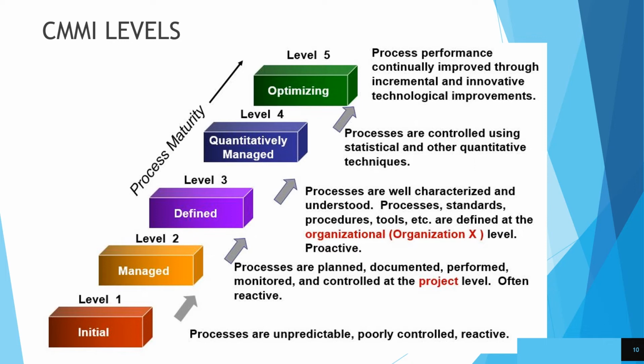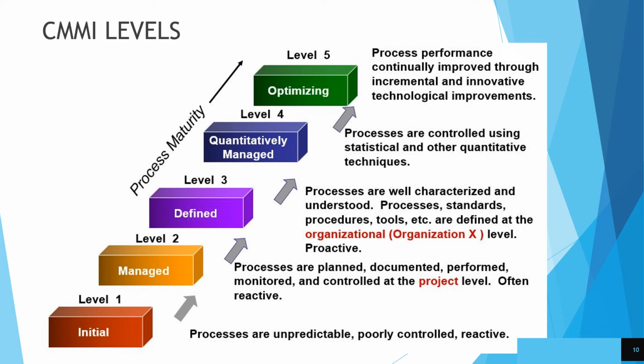Projects are planned, performed, measured, and controlled at this level, but there are still a lot of issues to address. In level 3, that is defined, organizations are more proactive than reactive. There is a set of organization-wide standards to provide guidance across projects, programs, and portfolios. Businesses understand their shortcomings, how to address them, and what the goal is for improvement.